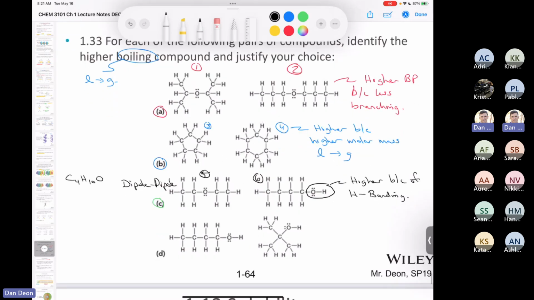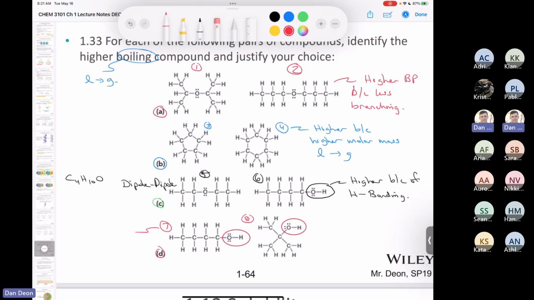We have 2 possibilities for hydrogen bonding, don't we? So we'll call this 7, and we'll call this one 8. You can see that I have the possibility of hydrogen bonding here, right? And then I also have the possibility of hydrogen bonding here. I see that Sean and Pablo both said it's going to be compound number 7. They're both right. Why would that be?